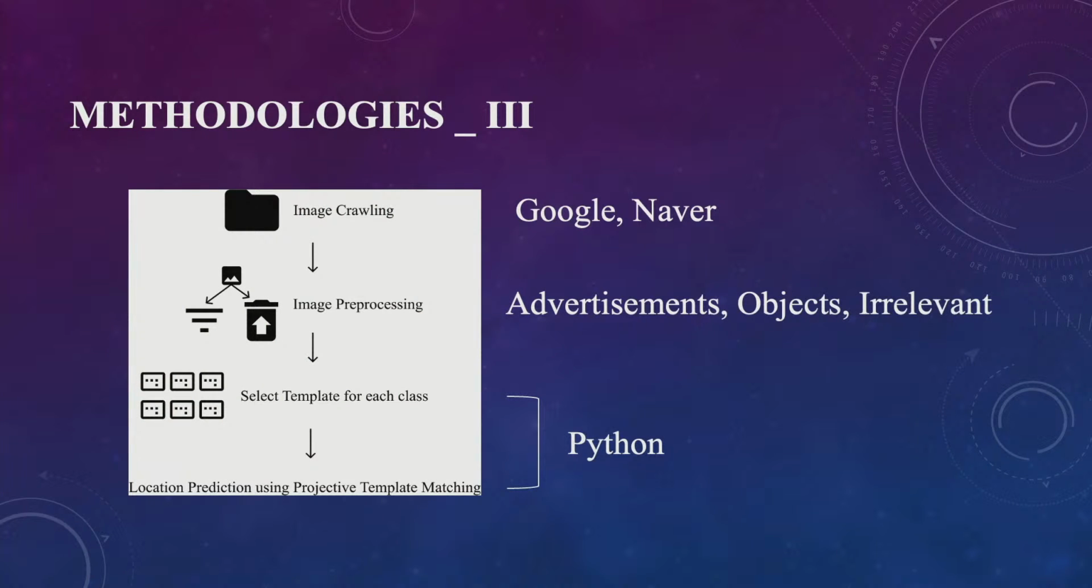Since projective template matching is not using any deep neural network, we are not training any model for this approach. As we finish crawling and pre-processing, we select the region of interest for each location class as templates. Then we use robust template matching to find the template of each class in the test image. If the template exists, the image is classified to be the specific class of the template.